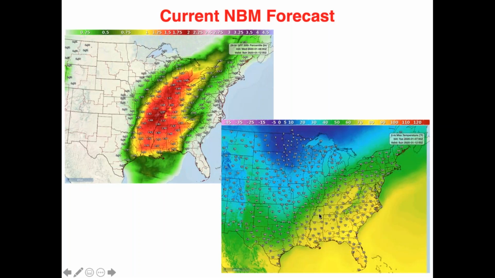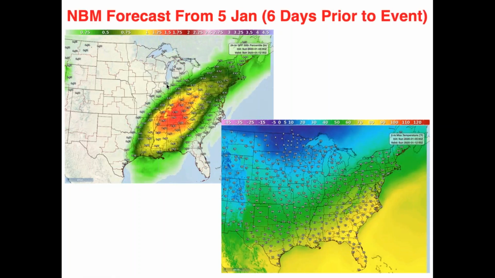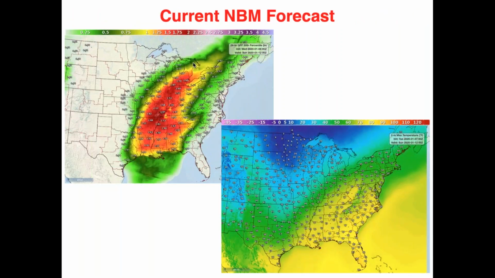But I want to draw your attention, at least on the precipitation forecast here, to some of the precipitation amounts that are being forecasted in southern Michigan and central Illinois. Because if we look at the NBM forecast that was created on 5 January, or 6 days prior to the event, the forecast was a lot less in these areas. Generally, nothing to maybe 0.2 of an inch, whereas now they're forecasted to get an inch or more of precipitation.